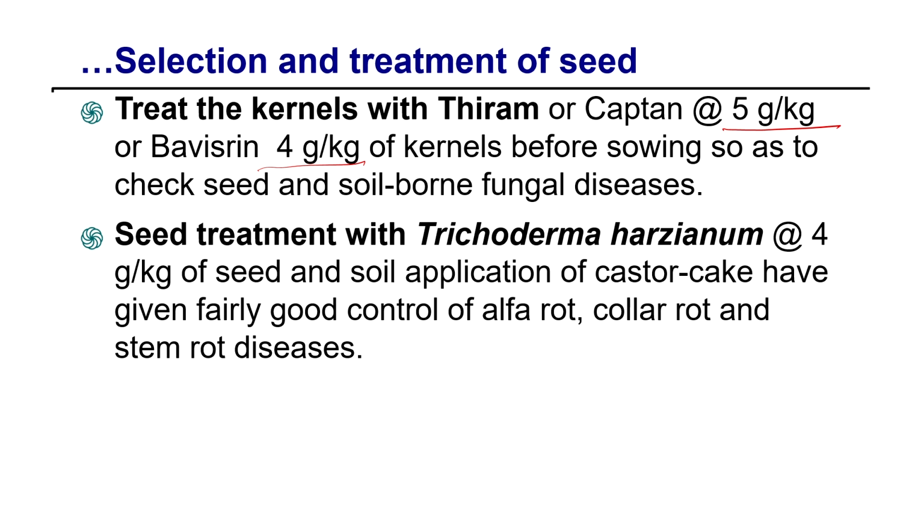Seed treatment cannot be done just with the chemicals, but there are some alternatives also, like it can also be done by some biological agents. So like Trichoderma harzianum can be used at the rate of 4 gram per kg of seed, and soil application of castor cake have given fairly good control of aflatoxin rot, collar rot and stem rot diseases. So Trichoderma harzianum is really good, but it is also a kind of fungus, but it can prevent the growth of other fungi and it can save our crop from seed-borne diseases.